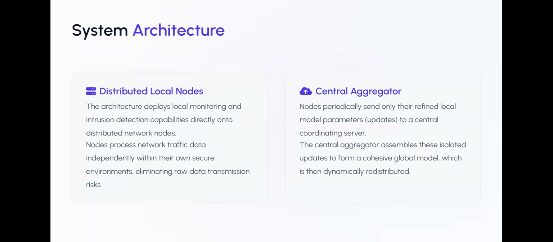So the central server aggregates all updates to generate a global model, which is redistributed to every node for the next training round. So first we train the model, then we test the model by the system architecture.